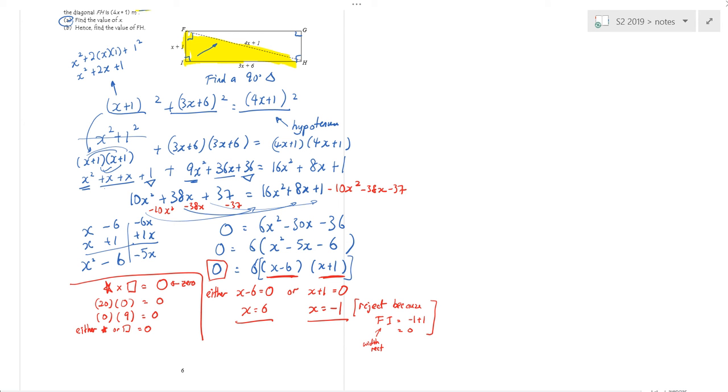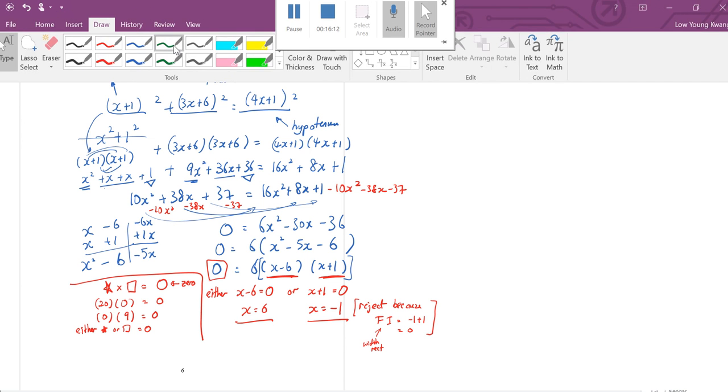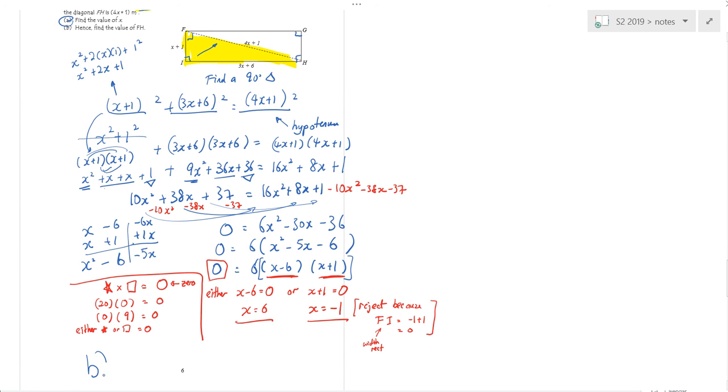Okay? Now, let's complete the question by solving FH. Where is FH? What is FH? Yeah, so this is the answer for A. FH is what? 4x plus 1. What is x? 6. Therefore, the answer is 27.